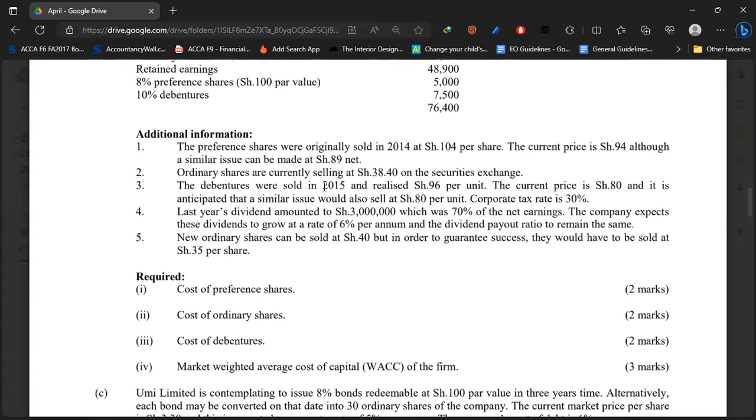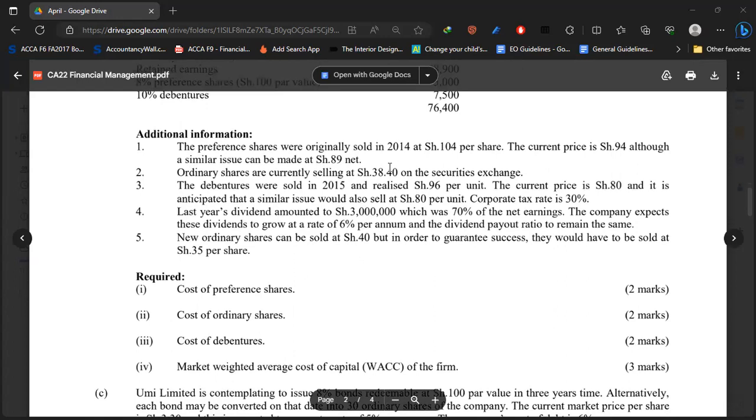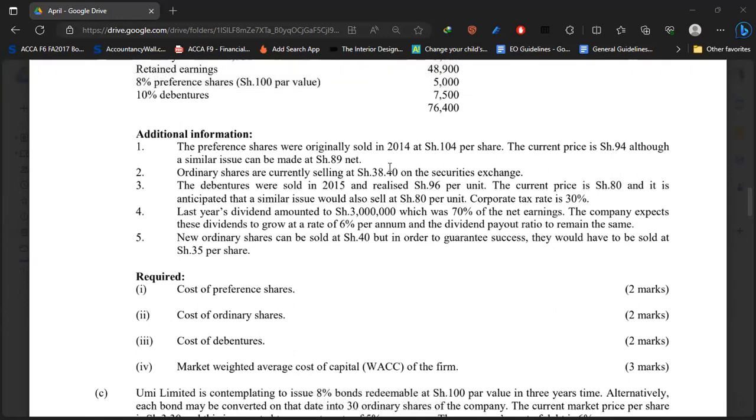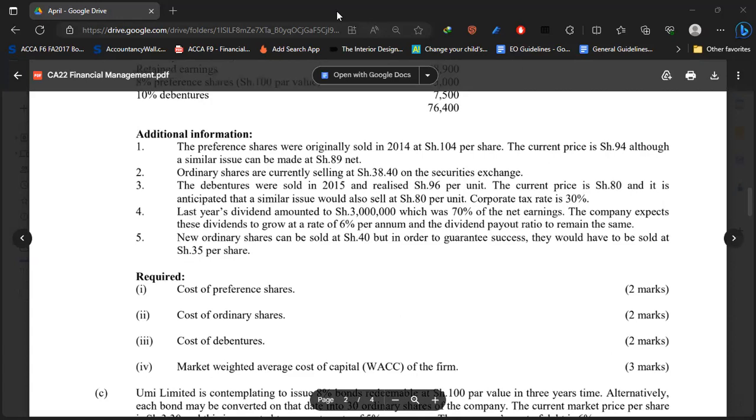Additional information: 1. The preference shares were originally sold in 2014 at 104 shillings per share. The current price is 94 shillings, although a similar issue can be made at 89 shillings net. 2. Ordinary shares are currently selling at 38.40 shillings on the Securities Exchange. 3. The debentures were sold in 2015 and realized 96 shillings per unit. The current price is 80 shillings, and it is anticipated that a similar issue would also sell at 80 shillings per unit. 4. Corporate tax rate is 30%.